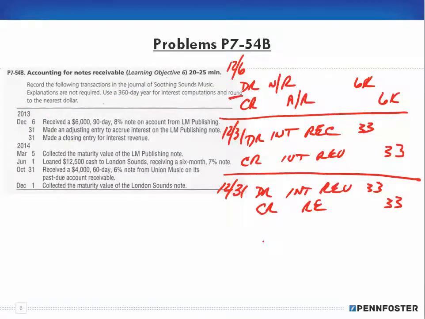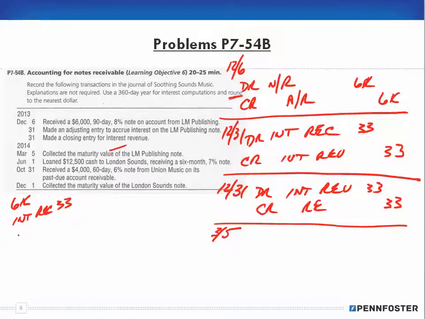Okay, let's see here. Now, 2014, on March 5th, collected the maturity value of the LM Publishing note. All right, so on 3/5, we're going to collect the maturity value. Okay, so first we have to determine, we know that $6,000 is the note itself, right? We know that we have an interest receivable of $33, right? And we have to calculate the remaining interest revenue.